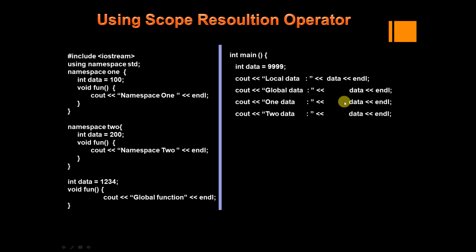Then what do you have to do? You have to tell the compiler that this data should be taken from namespace one, but not from the current scope. Then provide the scope resolution operator. Prefix the data with the scope resolution operator. The scope resolution operator has to be prefixed with the namespace name, that is namespace name 1. So you give one scope data here.